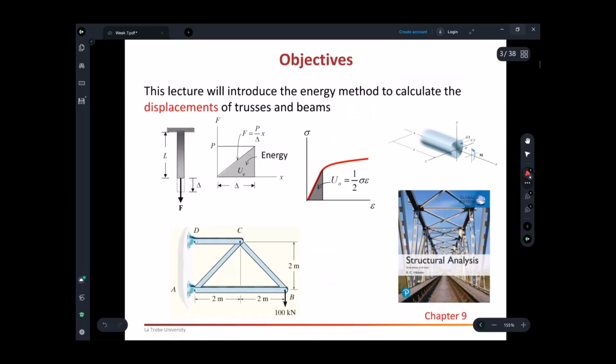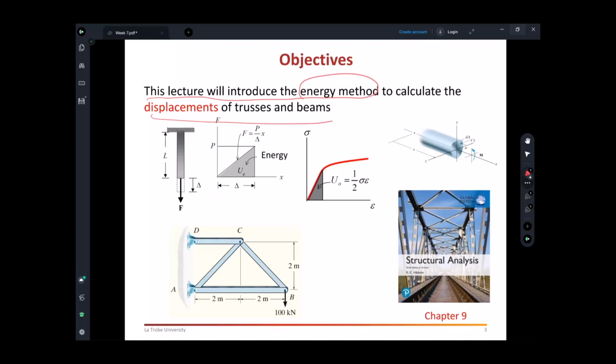All right. This lecture will introduce the energy methods. The name energy methods also has some meaning, so I will talk about why they call them energy methods. They calculate the displacement of the truss and beams. It can also be used in frames. In our subject, we are not dealing with the displacement of frames, but this method is very powerful, meaning it is used to find the deflections in most structural members.